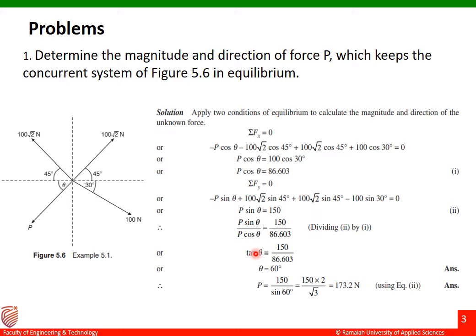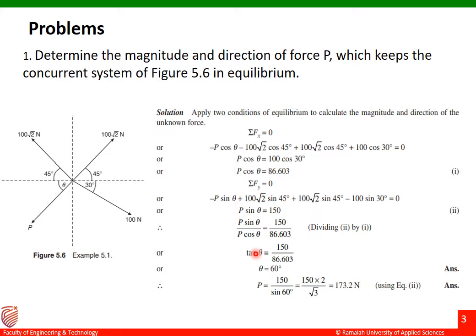Okay, so that is theta equal to tan inverse of 150 divided by 86.603. We are going to get the answer for theta as 60 degrees. Once we get theta, we can substitute it either in equation 1 or equation 2. Let us substitute theta in equation number 2, and we are going to get the answer for P.